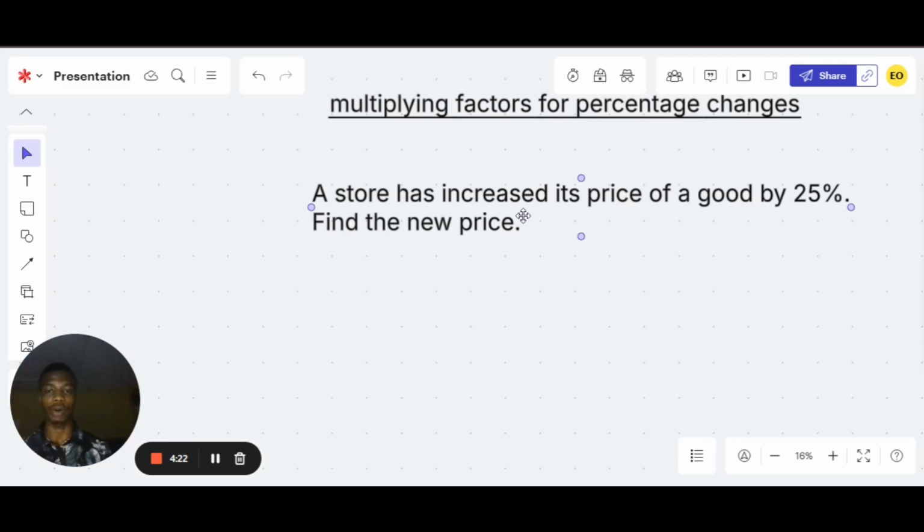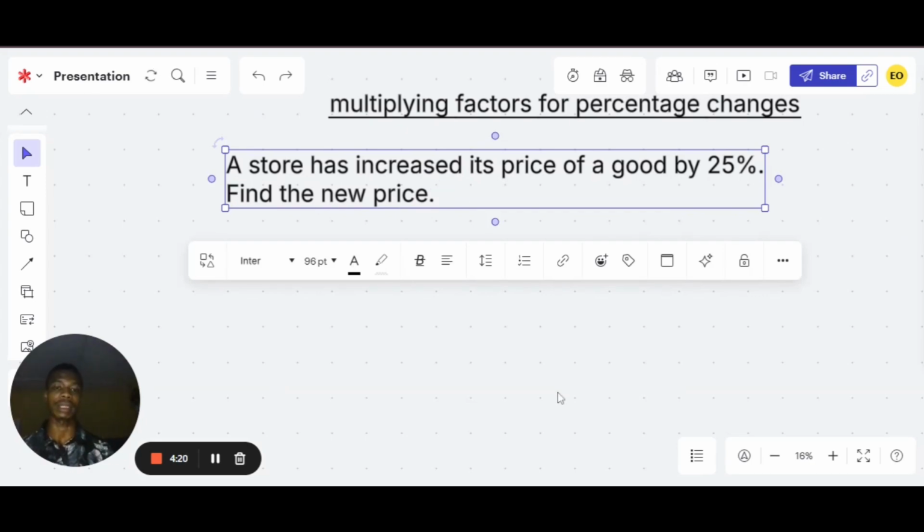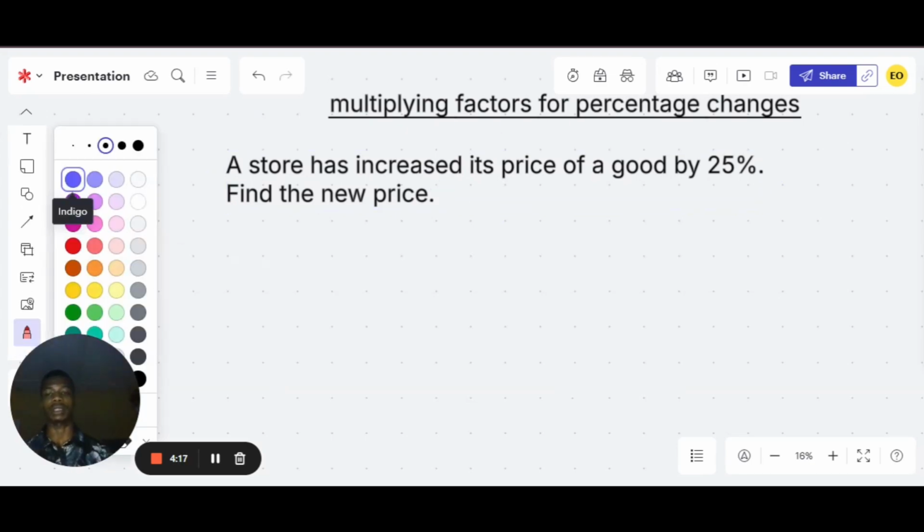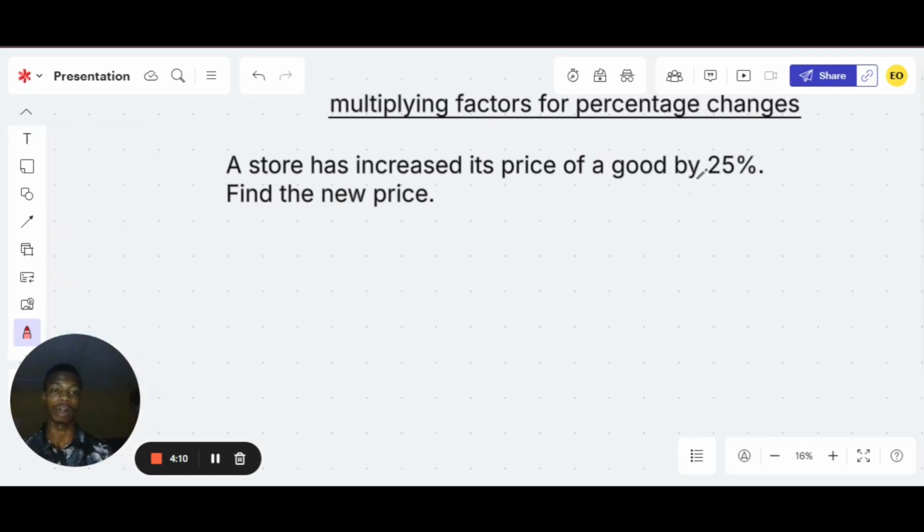A good example is on the screen. A store has increased the price of a good by 25%. Find the new price. Now, to do this, we're going to find the multiplying factor of the percentage change. The percentage change is 25%, so we're going to find the multiplying factor for 25%, and multiply it with the old price, and we get a new price. Let's say, for the sake of argument, that the old price is P, okay? Now we're going to multiply P with a multiplying factor for 25%.